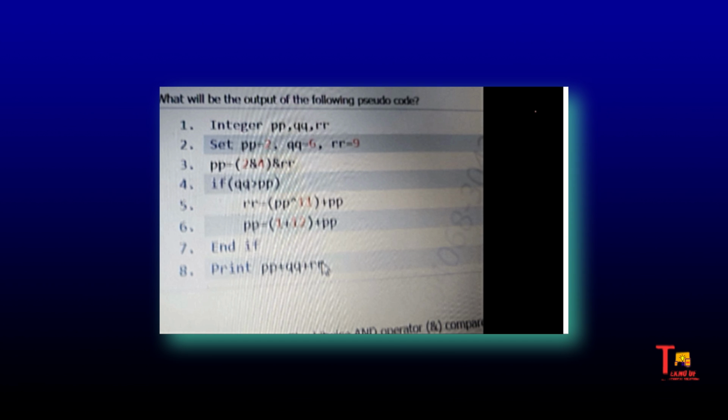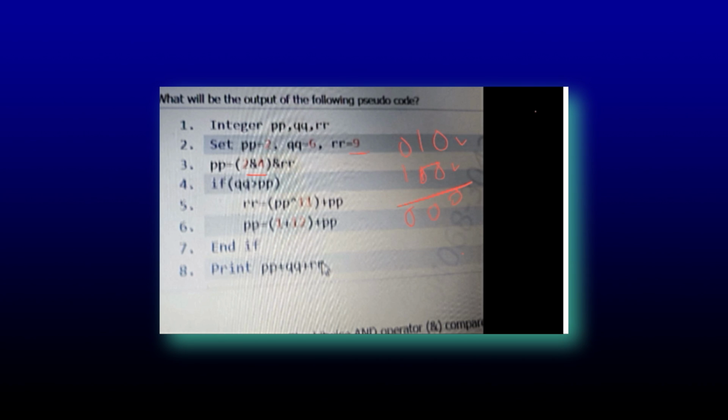Here, at first, we are initializing P is equal to 2 and 4, okay? In case of the bitwise AND operator, true and true is true, true and false is false, false and true is false, false and false is also false, right? So 2 means 10, and 4 means 100, right? If you perform the bitwise AND operation, false and false becomes false, and false and true becomes false, right? So 2 and 4 becomes 0, and then 0 and R, that is 9.